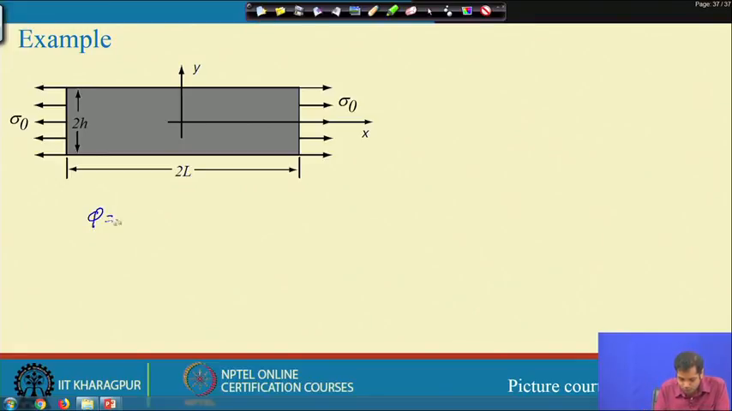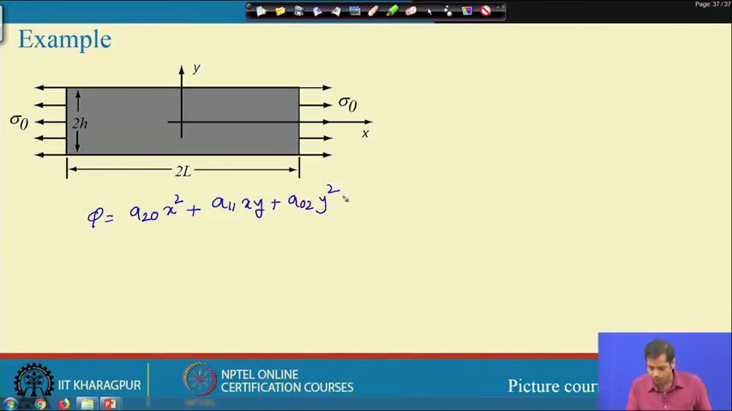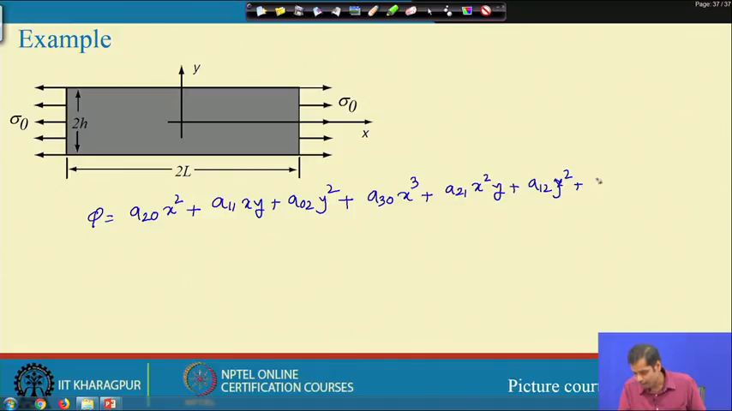So, phi is equal to a20 x square, this is the quadratic term, plus a11 xy, plus a02 y square. This part is quadratic. Take the cubic term as well: a30 x cube plus a21 x square y plus a12 x y square plus a03 y cube. Suppose that is the expression of phi. In this expression, how many unknowns do we have? We have 1, 2, 3, 4, 5, 6, 7 unknowns, which are a20, a11 and so on.